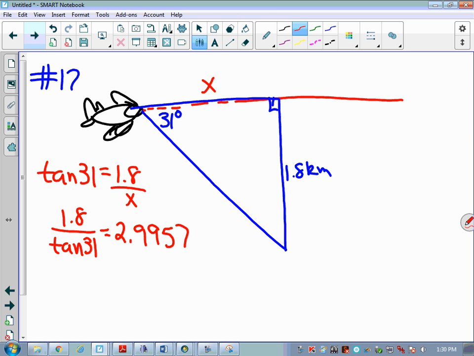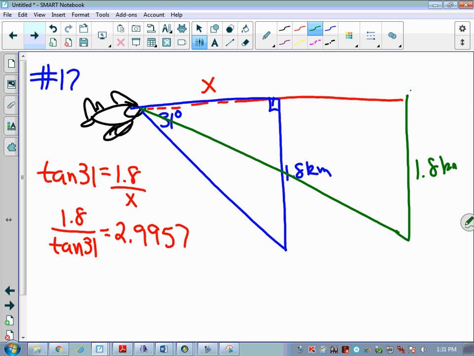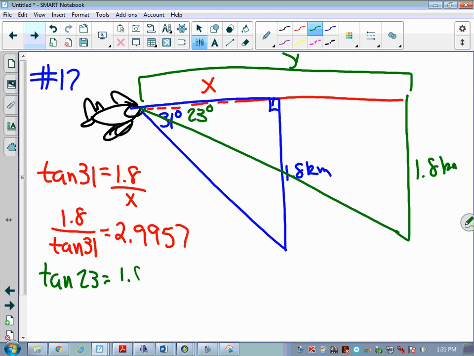2.9957. Your next one is going to look for the end of the runway, which is going to be further away. So we're still 1.8 kilometers here, but now we have this whole thing. Let's call that y. And we have a different angle for that as well, which is 23 degrees. So tangent 23 equals 1.8 over y. So we're going to use 1.8 over tangent 23. What is 1.8 over tangent 23?